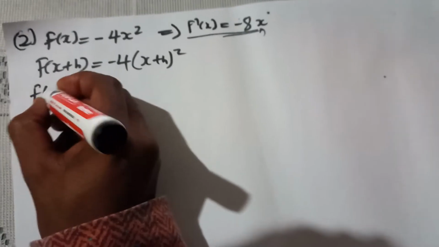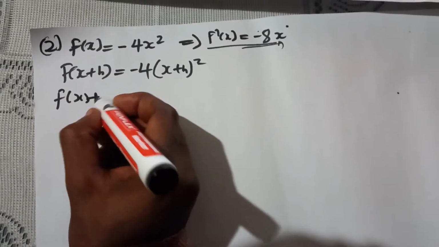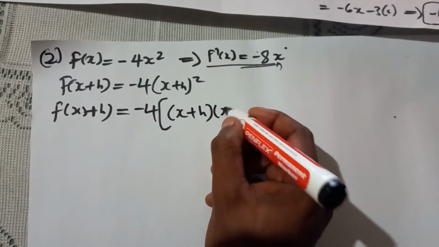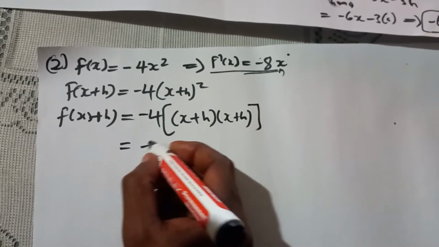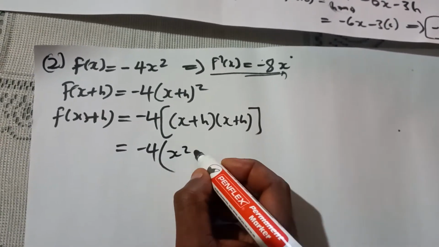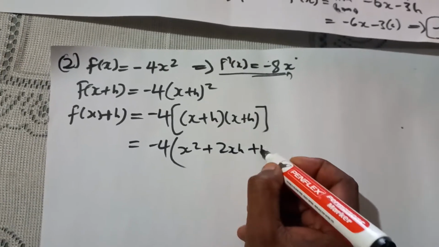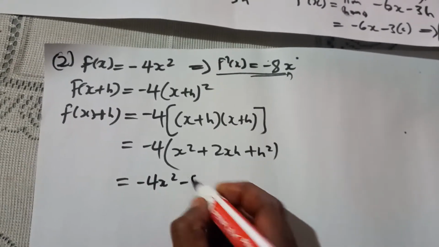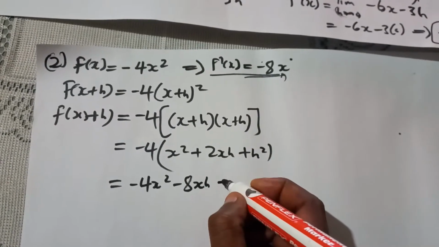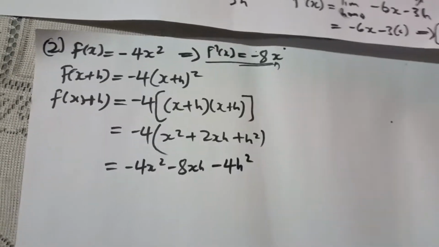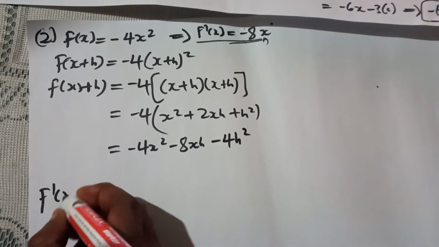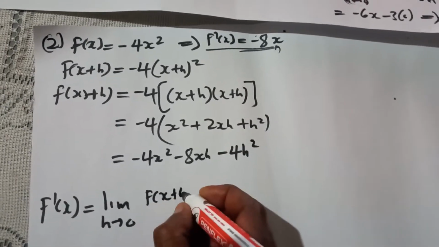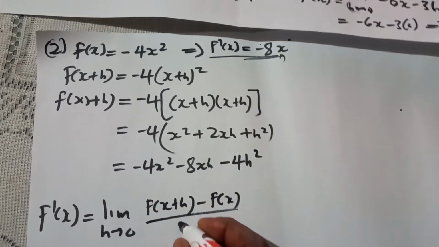Now our f of x plus h is negative 4 times x plus h squared, which is going to be negative 4 times x squared plus 2xh plus h squared. So this is going to be negative 4x squared minus 8xh minus 4h squared, right? So now we substitute into our first principle equation, that's the limit as h approaches 0 of f of x plus h minus f of x all over h.